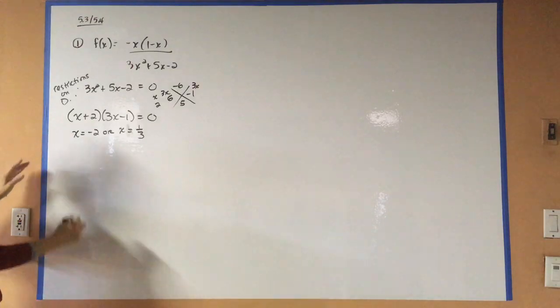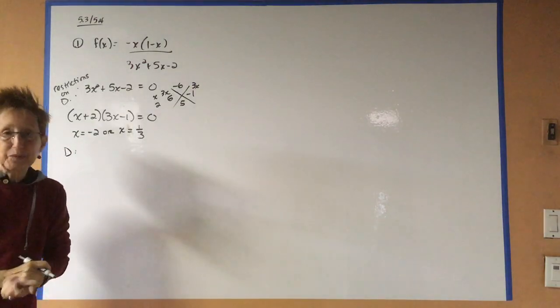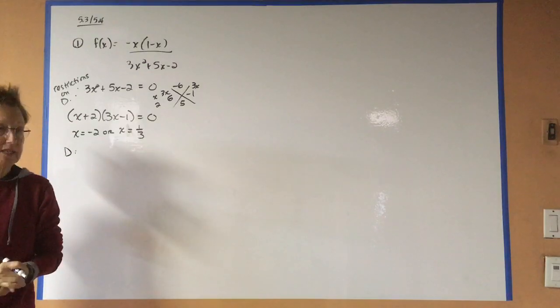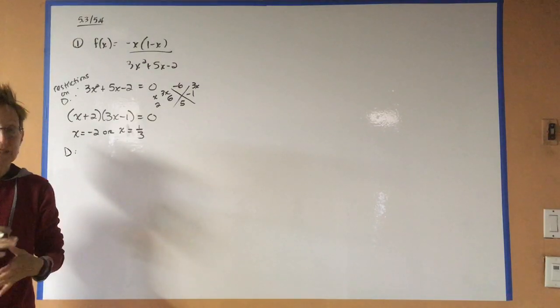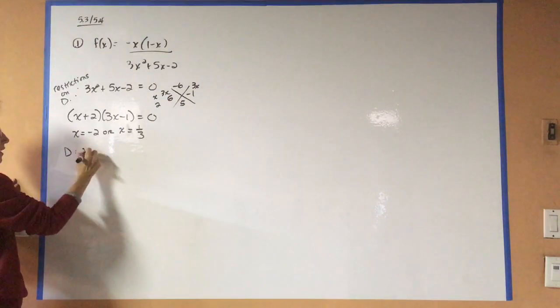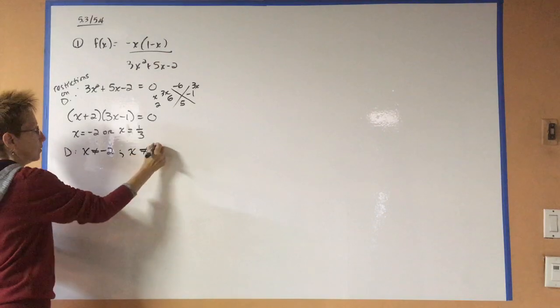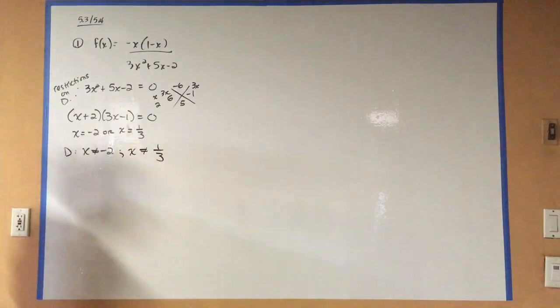So my domain restrictions, or in other words, my domain, we have different ways to write it. We can write with interval notation, we can write with set notation. I'm going to keep this real simple and just say, tell me what those restrictions on the domain are. So x can't equal -2 and x can't equal 1/3. Those are the two restrictions.